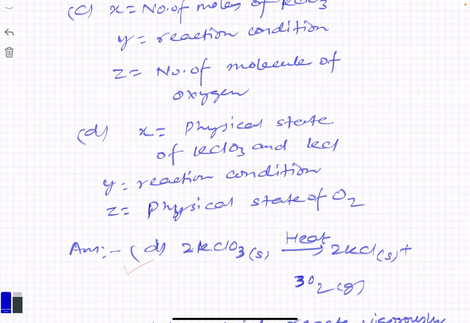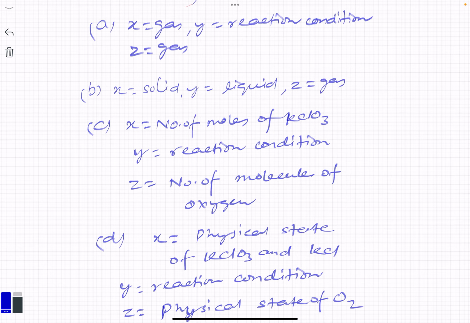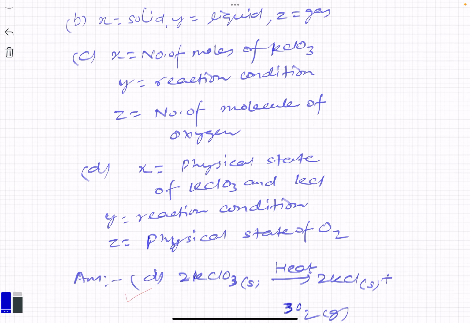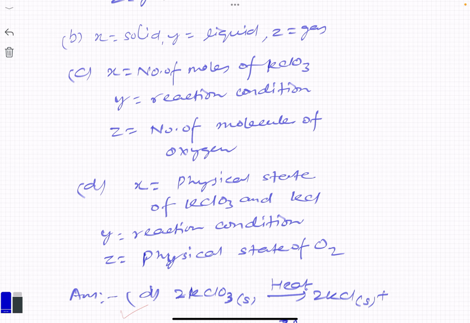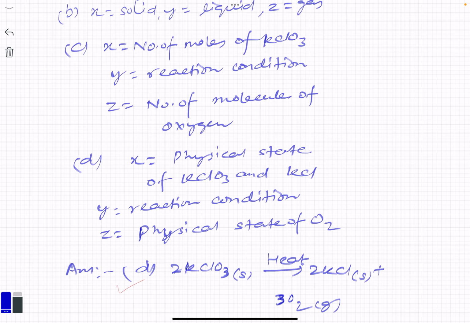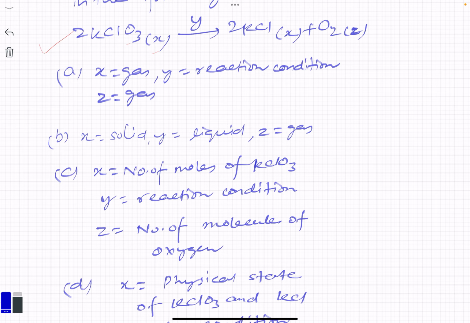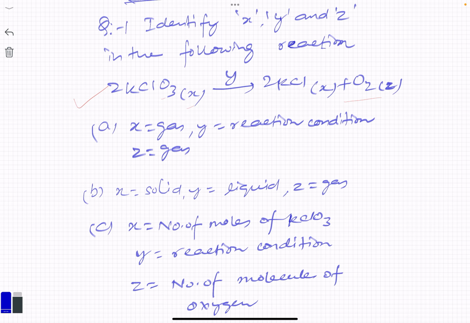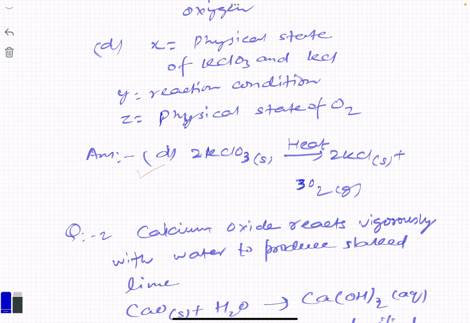2KClO3 in solid state, when heated, gives 2KCl in solid state plus 3O2. Here the equation is: 2KClO3, X, is in solid state. Potassium chlorate is in solid state. When it is heated, Y is heat. And 2KCl is in solid state and 3O2 is in gaseous state.